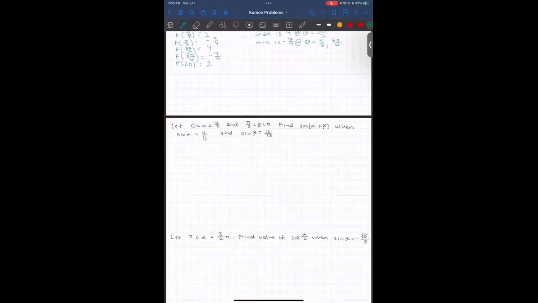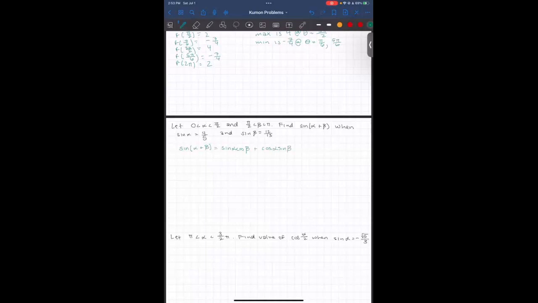The first thing that we want to do is remember one of our special trig equations. Sine of alpha plus beta is going to be equal to sine of alpha times cosine of beta plus cosine of alpha times sine of beta.